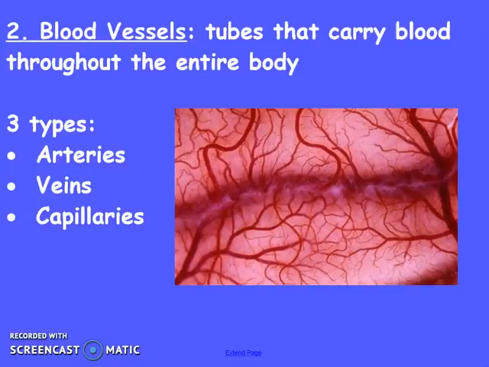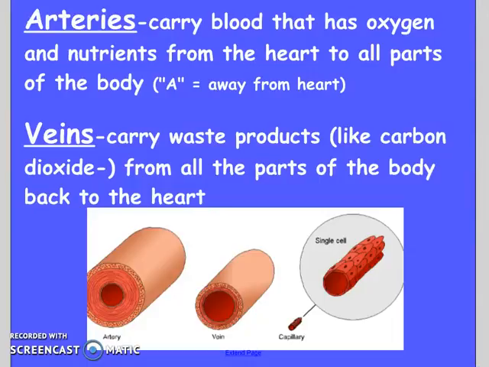The second part are blood vessels. These are tubes that are going to carry that blood throughout the rest of your body. So the three types are arteries, veins, and capillaries. Arteries are going to carry blood that has oxygen and nutrients from your heart to all the parts of your body. So think A, away. The arteries carry blood away from your heart.